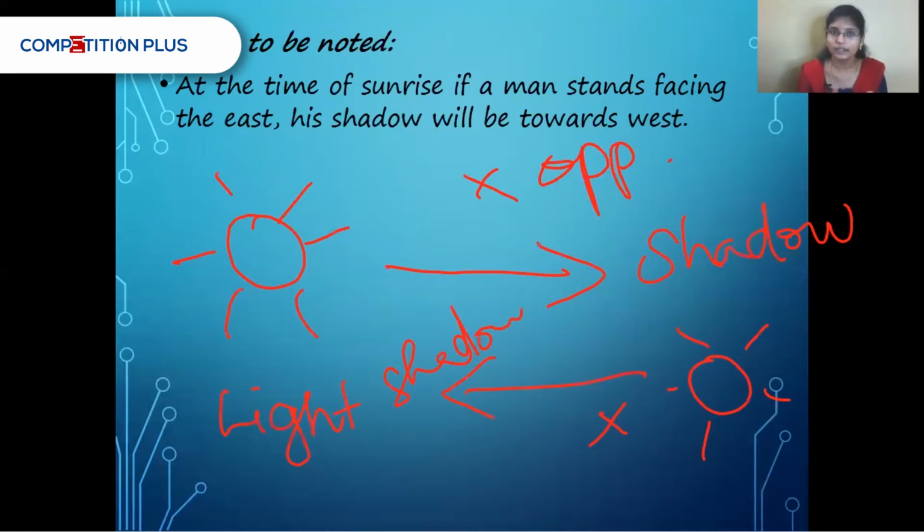So let us consider the first point. If a person is standing towards the east, his shadow will be in the west. The same way, if he is facing the west, the shadow will be formed in the east. If the person is facing towards the north, the shadow will be formed towards the south. All right, let us move to the next point.